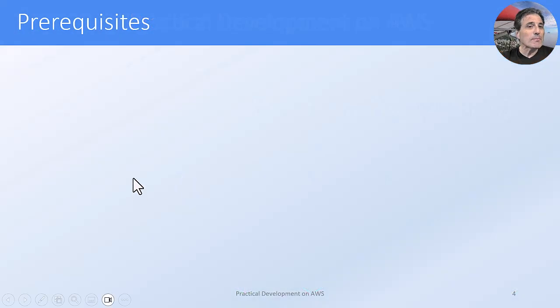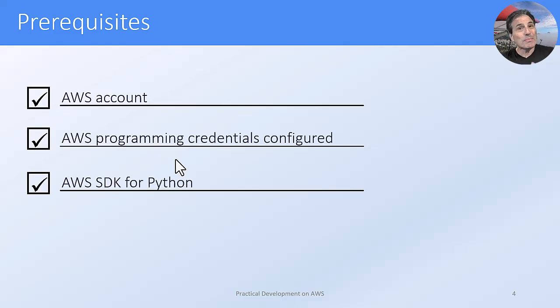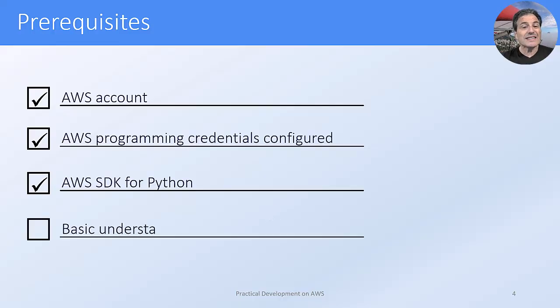There are going to be some prerequisites in here, but don't worry, I've got you covered. You're going to need an AWS account, and programming credentials because we're going to be hands-on. To be hands-on, we're also going to need the AWS SDK for Python. The good news is I have a video that covers that, and I'll give you the link below. We're also going to need a basic understanding of DynamoDB, but guess what? I also have a video for that, and I'll put the link below as well.